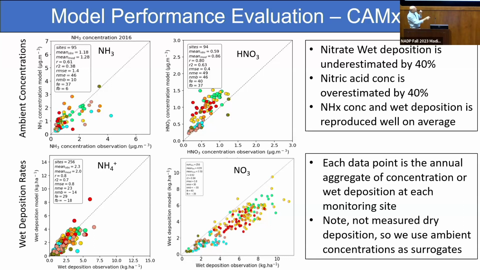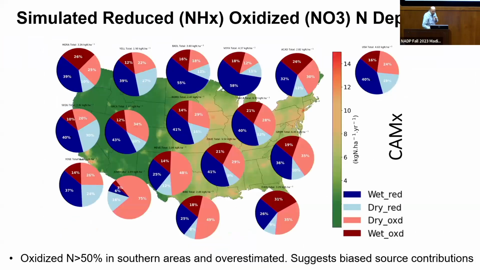The nitrate's terrible. We have real high ambient nitric acid, real low wet deposited nitrate, but these biases could actually offset. So if we look at total deposition, it may not be bad, okay? But the key here, the important part for our discussions, is the fact that the ammonium is doing well in CAMx. That suggests, contrary to what we heard this morning, that those emissions are good, okay?